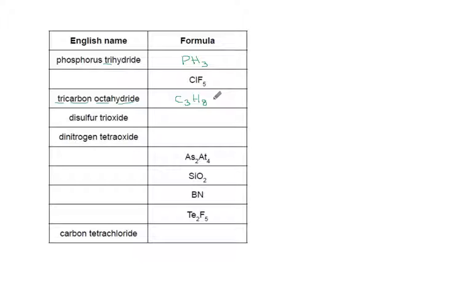Incidentally, this is propane. That's what we'd normally call it, but it's legal to call it tricarbon octahydride, so we'll stay with that. Disulfur trioxide means 2 sulfur, 3 oxygen. There's disulfur. Here's oxygen, 3 of them, all done. Not too bad. Dinitrogen, not surprisingly, means nitrogen, 2 of them. Tetra means 4, and oxide means oxygen, and N2O4.